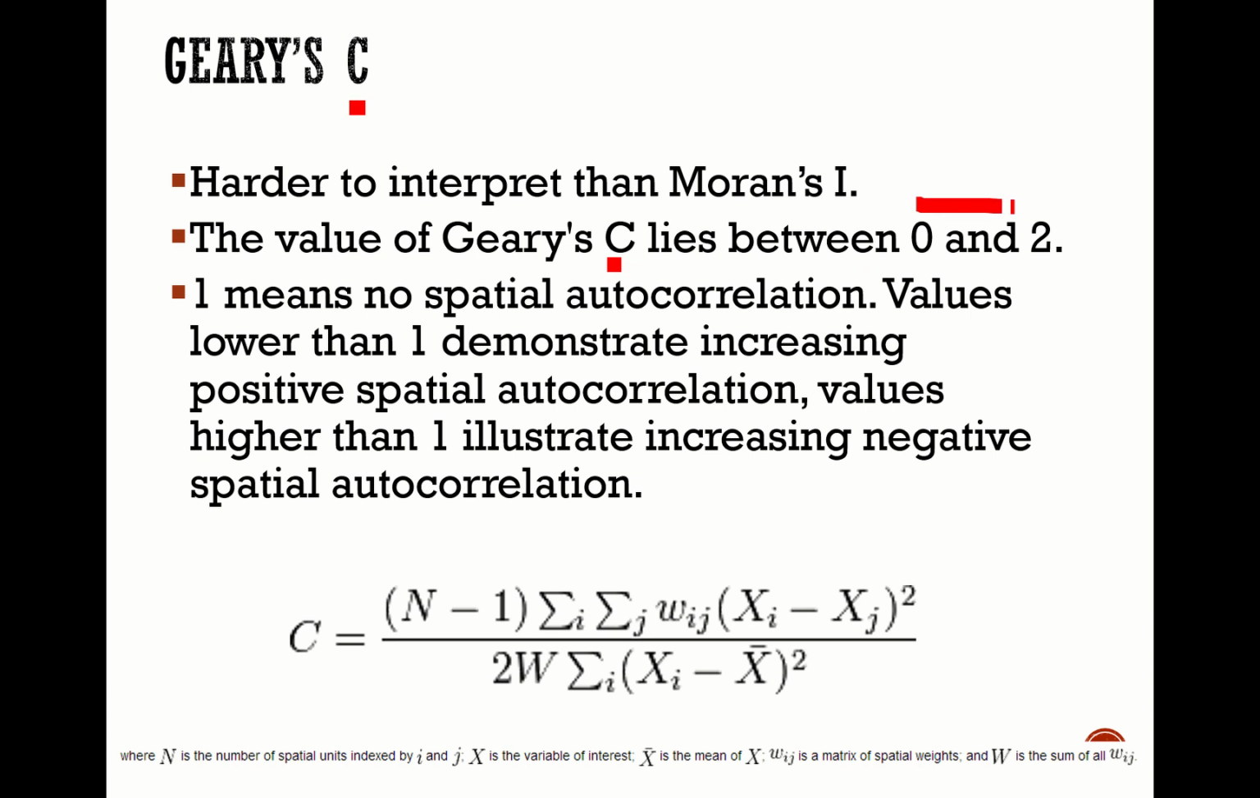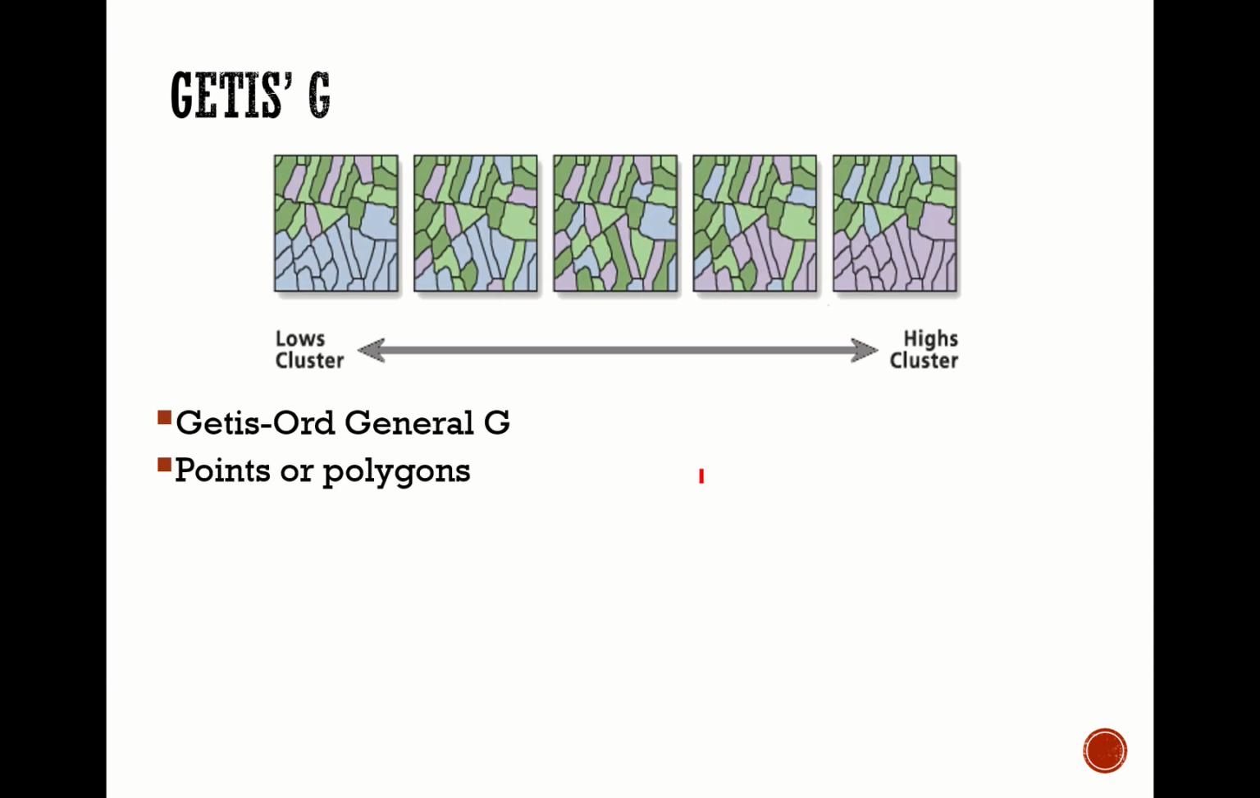So the value is going to be somewhere between 0 and 2, where 1 indicates that you have no spatial autocorrelation. Values lower than 1 mean that you have positive spatial autocorrelation, clustering going on, and Geary's C values higher than 1 indicate that you have a more regularly spaced spatial distribution.